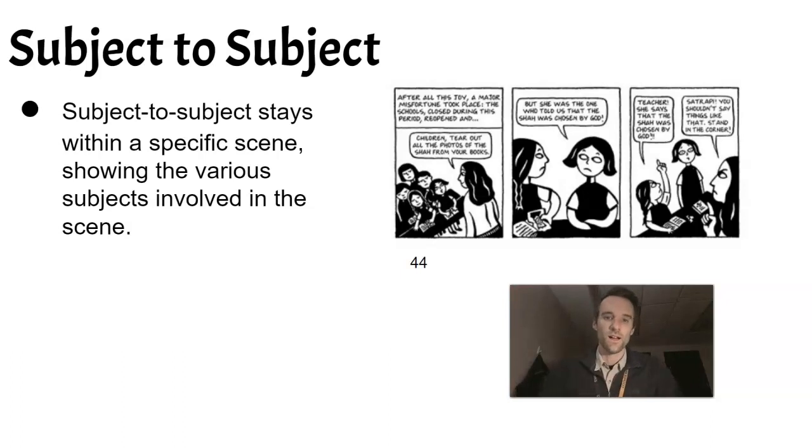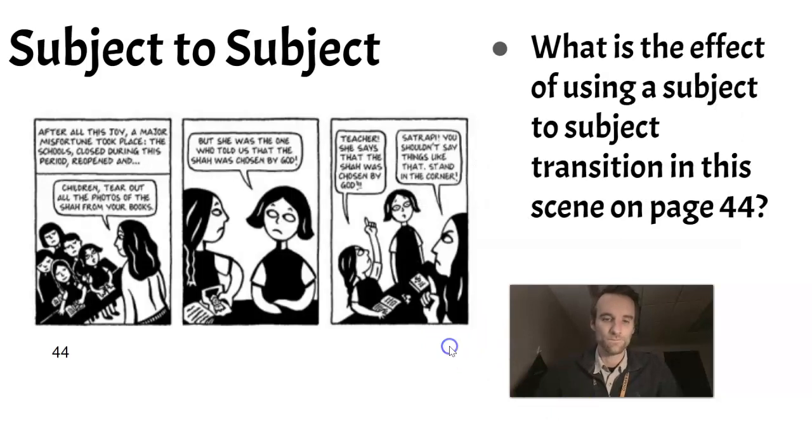So we have the teacher coming back to school and telling the students, hey, tear out all the pages with the Shah from your textbook. So we have the teacher perspective, then we jump into the students, and the students are saying, she was the one who told us that the Shah was chosen by God. So that's subject to subject. We go from the teacher to the student's perspective. Then we go to the interaction that follows, which is back between the students and the teachers again. So it's sort of like the camera angle jumps and looks at different perspectives. That would be subject to subject.